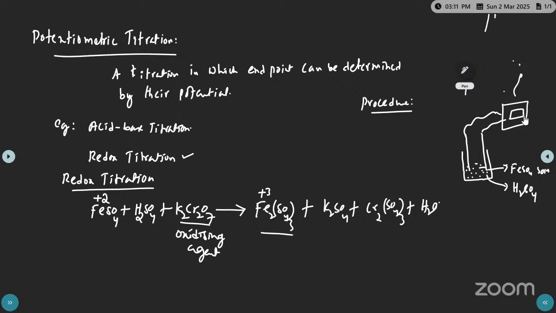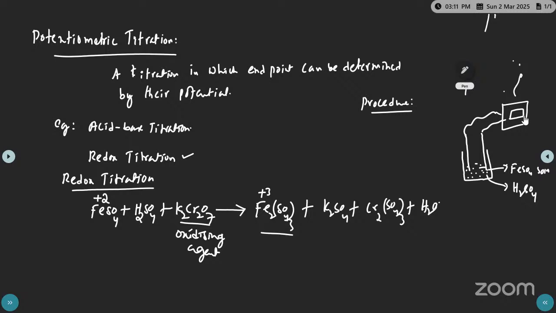See, here in a small beaker, we took the FeSO4 solution, and to this we added a little amount of sulfuric acid, and in that solution we put the two electrodes. What are they? One is the calomel electrode, and another one is the platinum electrode.